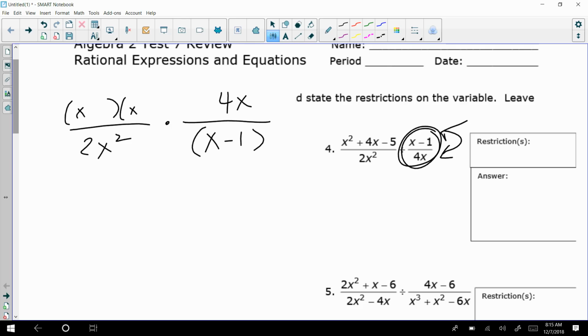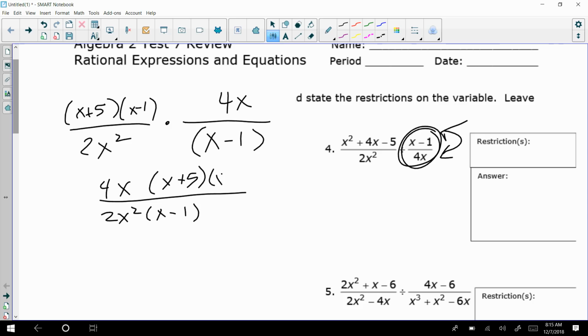So we have x and x, and then we have 5 and 1. And then to make a positive 4, it would have to be plus 5 minus 1. Now I'm going to rewrite this as one fraction, so 2x squared, x minus 1. And then we're going to have the 4x, and then the x plus 5 and x minus 1.